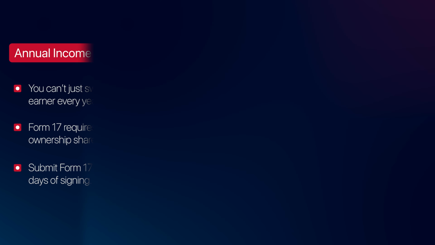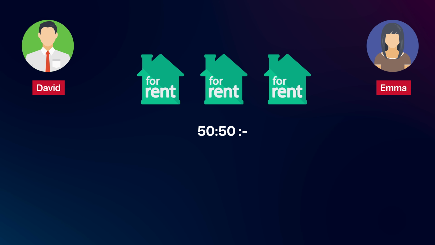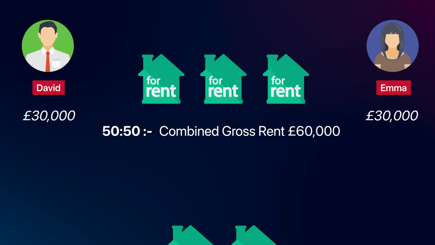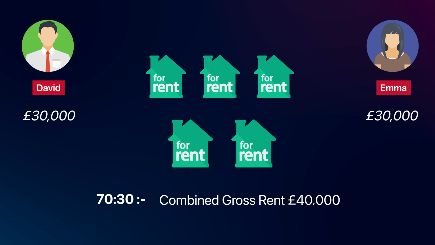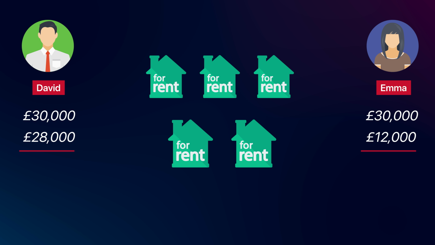Let's make it concrete. David and Emma own 5 buy-to-lets. 3 buy-to-lets are owned 50-50, combined gross rent £60,000, so £30,000 each. The other 2 are 70-30 in David's favour after a proper Form 17 election, combined rent £40,000, £28,000 to David, £12,000 to Emma. Added up, David's qualifying income is £58,000, Emma's is £42,000.